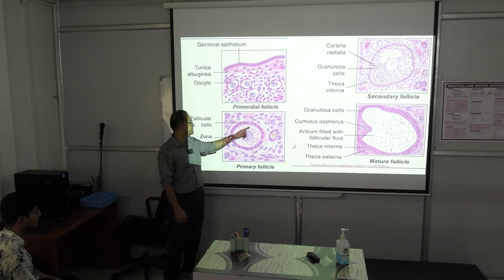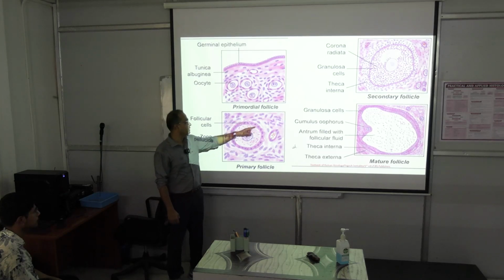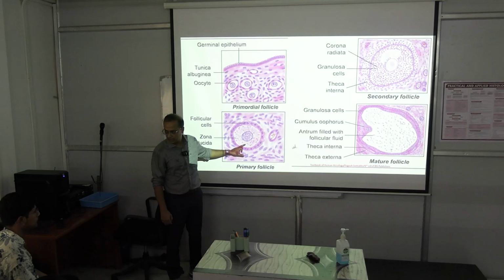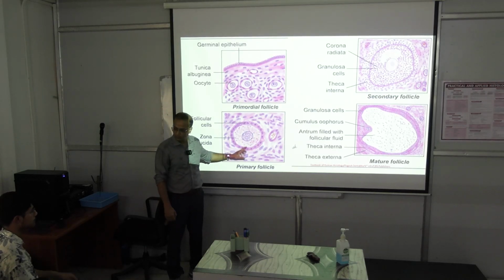Another layer of cells is present here among the follicular cells. Now we do not call these all follicular cells. Now we call the inner layer granulosa cells, and this one is the outer follicular layer. It remains there.